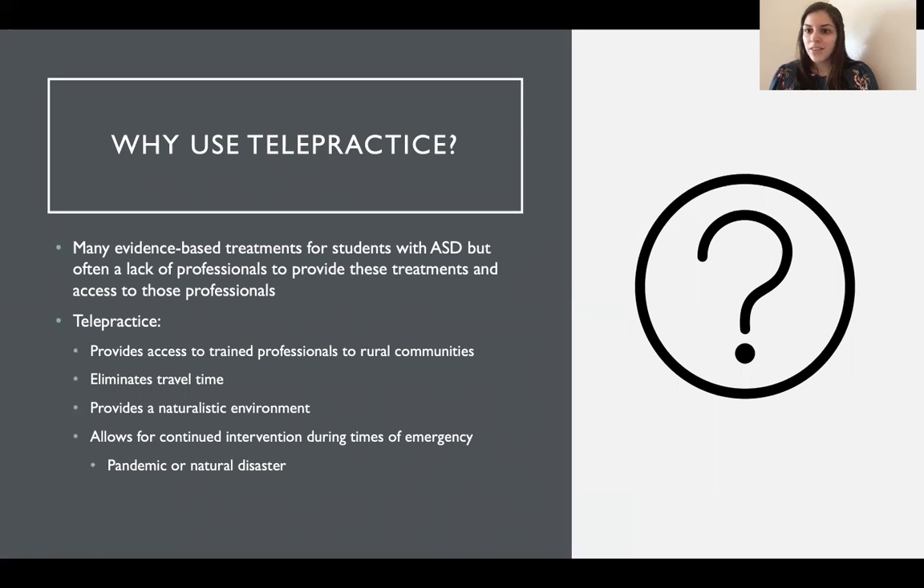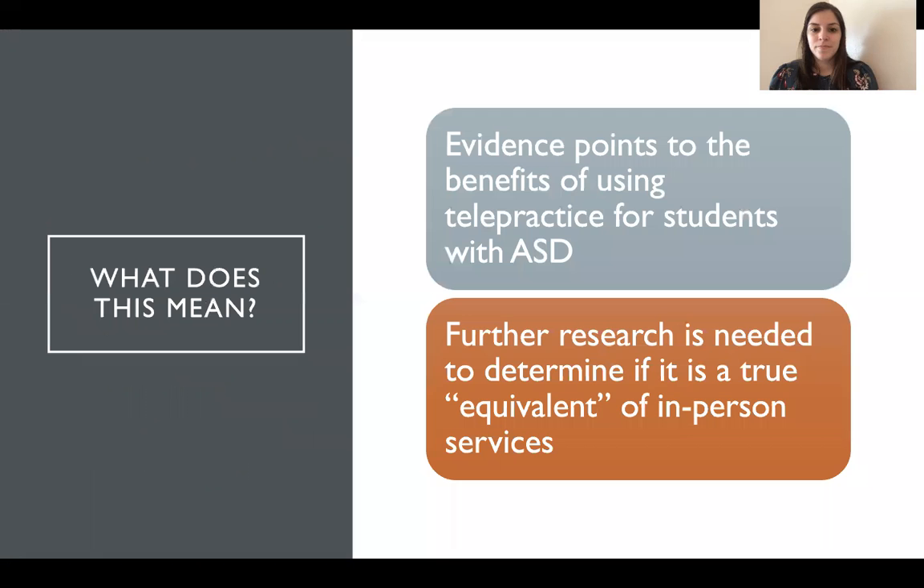It eliminates the travel time to go receive those services, provides a naturalistic environment so individuals can be diagnosed or treated in their natural environment, and it also allows for continued intervention during times of emergency such as the pandemic or a natural disaster. So, as I mentioned earlier, that continued intervention is so important for individuals with autism because many of those services they wouldn't have been able to continue receiving if it weren't for telepractice.